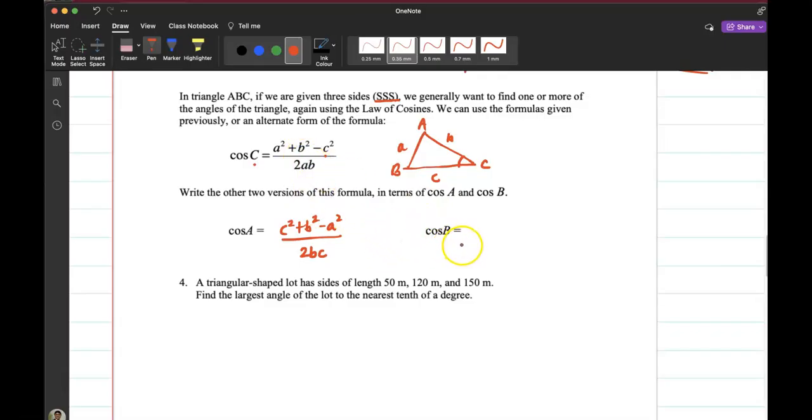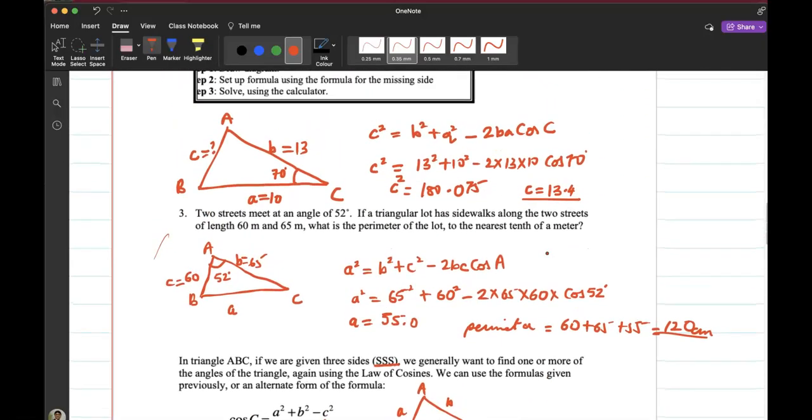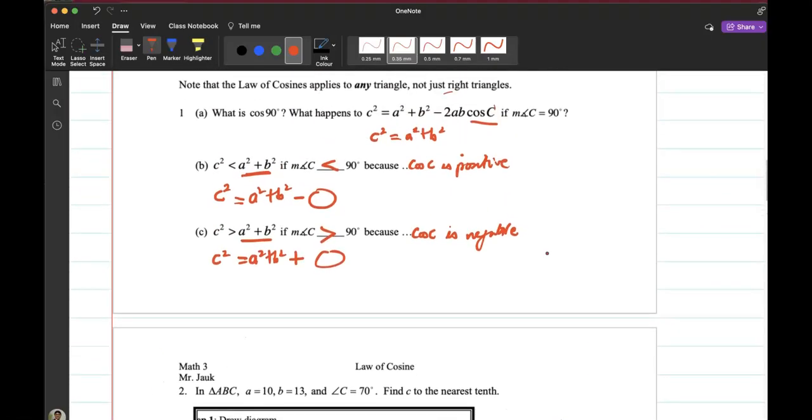Tell me cos B. So that'd be A squared plus C squared minus B squared, upon 2AC. Very good. Are you following? First I wanted you to think, and you thought it through partially correctly.